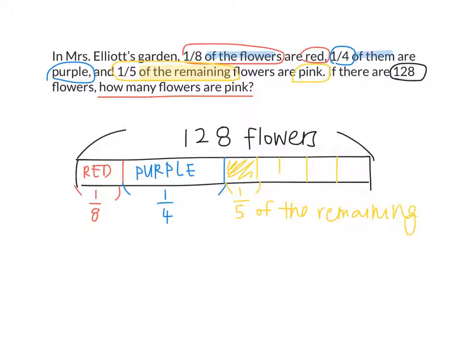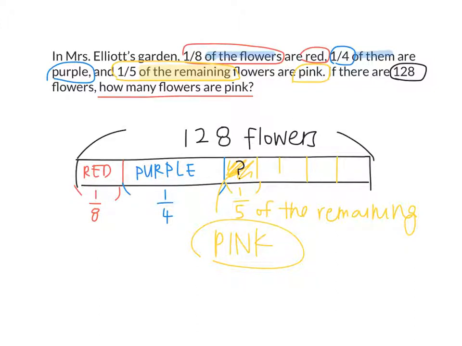And this is what's pink, right? If you didn't read the words "of the remaining," you wouldn't know that it's only this much. You would think that it's like 1/5 of the entire tape. Do you see the difference there? Okay, so now how are we going to find out how much is pink? This is what we're trying to figure out. We're trying to figure out how much is pink.